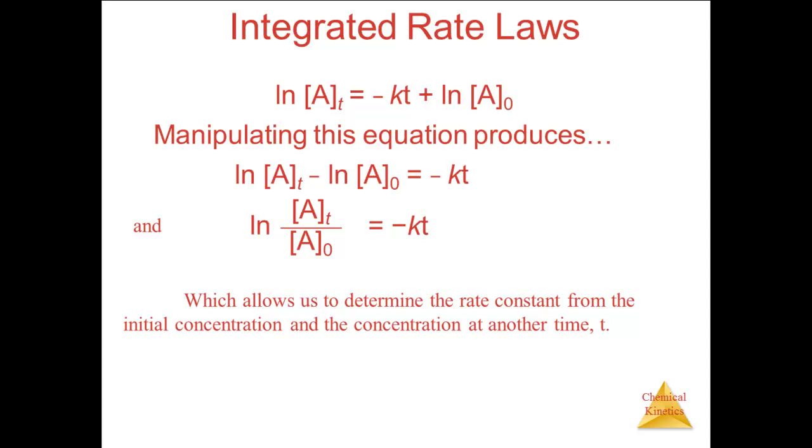This equation allows us to do several things. It allows us to determine the rate constant from the initial concentration and the concentration at another time t. Or it can allow us to determine the concentration at some time t if we know the rate constant and the initial concentration. Or it can allow us to determine how long the reaction has been running if we know the initial concentration and some later concentration, and the rate constant.